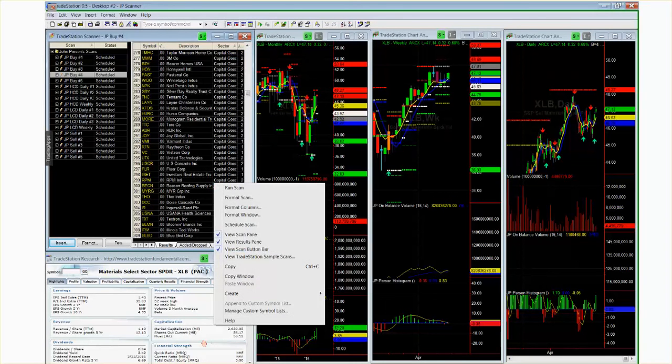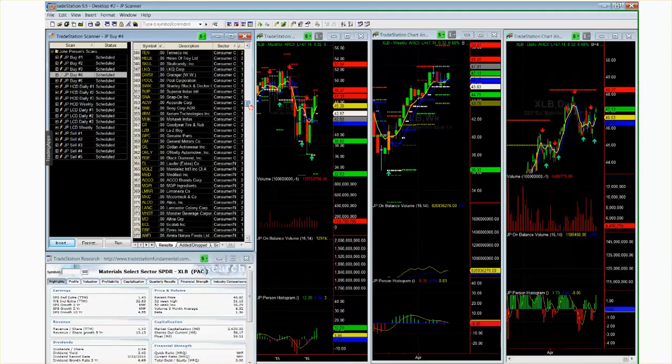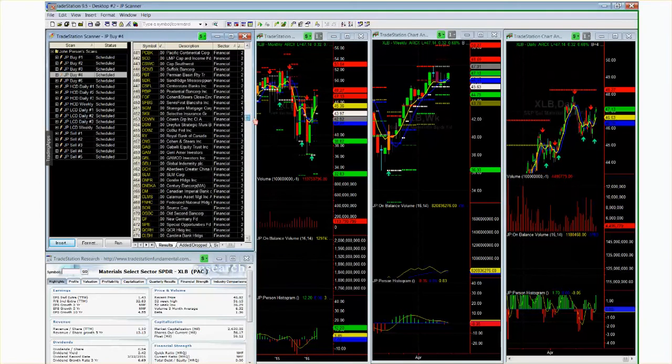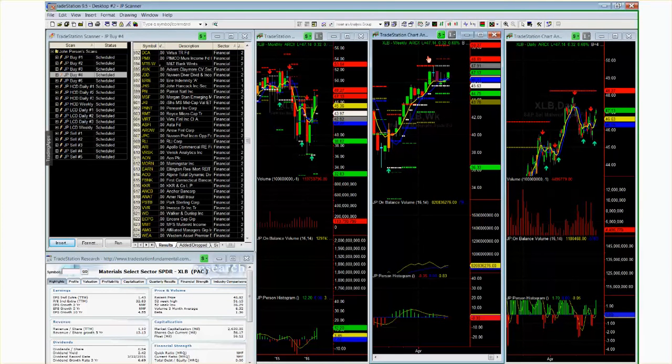Capital goods, going through the list all the way down, energy, and then financial. It would be impossible to go through every single one of these stocks.